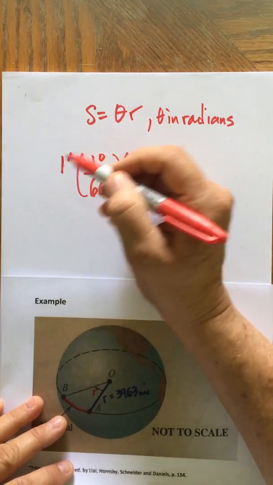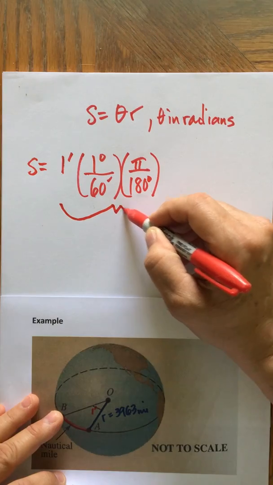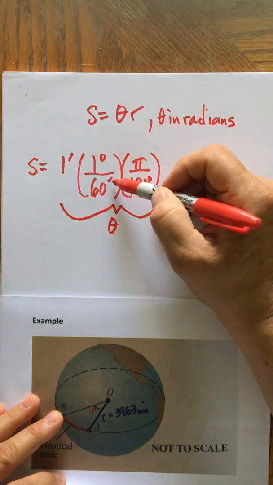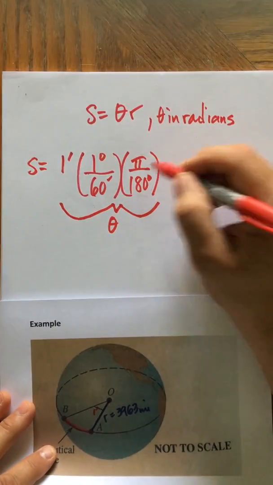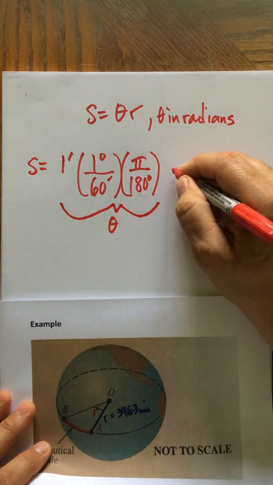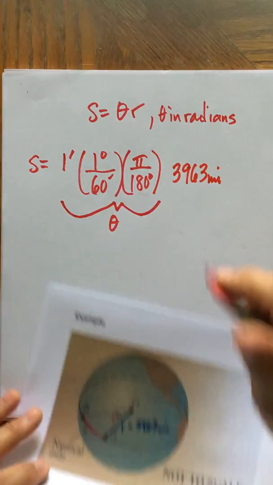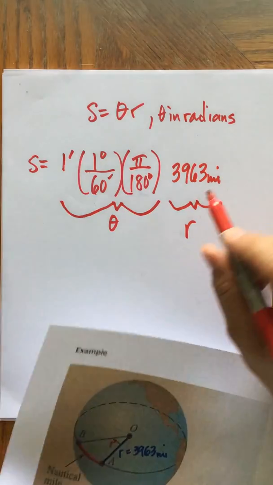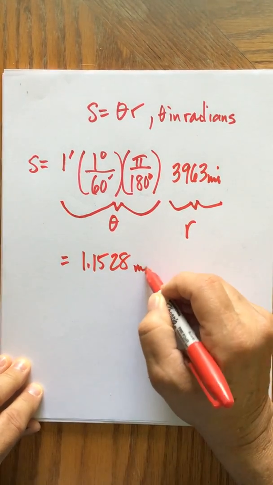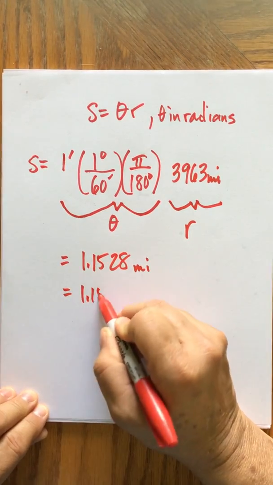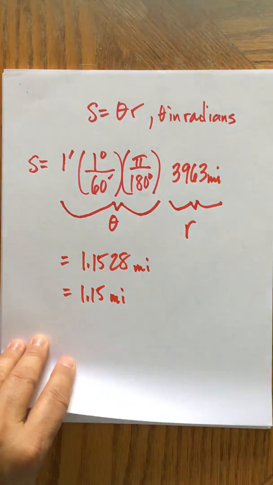So when I multiply all of this, here's S, the arc length I'm looking for, equals theta times R. All of this is theta, but now it'll be in radians, because the minutes will cancel out, the degrees will cancel out, and I'll be in pi radians. Well, pi is just a constant. So there's my angle, and then here's my radius. So this is going to be 3,963 miles. That was given to us. And now if I just multiply all this out, I'll get 1.1528 miles. They wanted us to round to 2 decimals, so it would be 1.15 statute miles is equivalent to 1 nautical mile. Okay. All right, let's take a look at the next example.